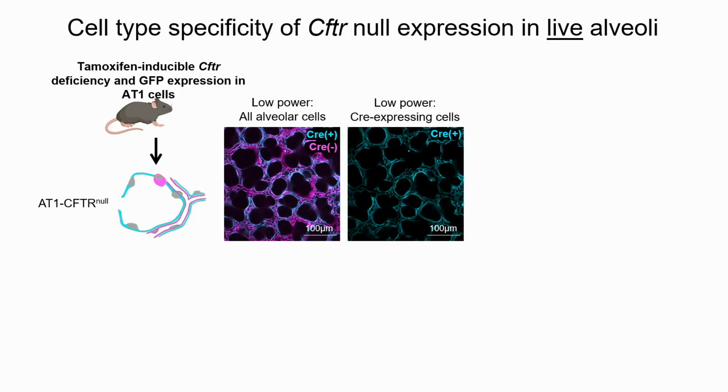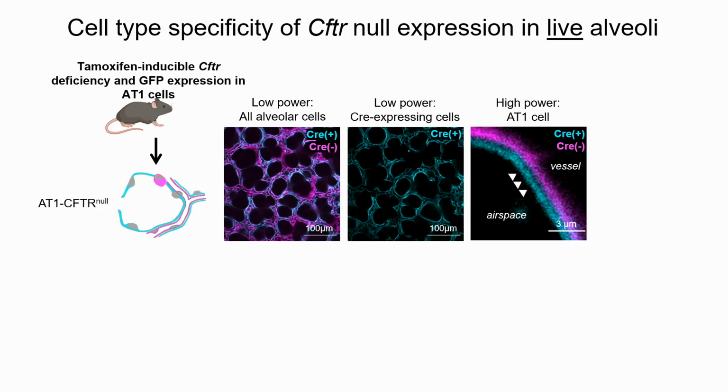To better see the cell type specificity, this first high power image here shows Cre expression in the thin airspace-facing alveolar type 1 cells, whereas the cells lining the adjacent vessels are Cre-negative, or in magenta. This tells us that alveolar type 1 cells express GFP and are CFTR deficient.